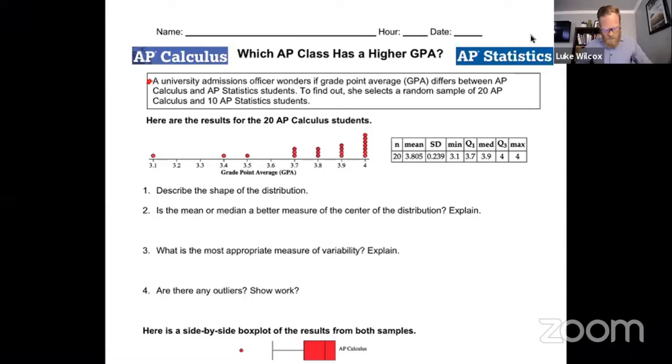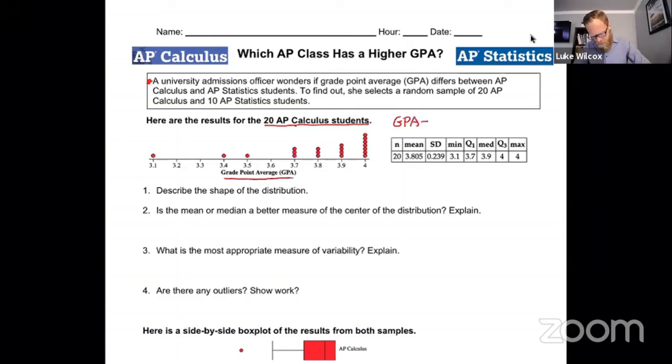Here are the results for the 20 AP Calculus students. It looks to me like we're given a dot plot of the results, as well as some summary statistics there. Now, the first thing we want to recognize is the variable that is being measured by this data. Very clearly, the variable that we're measuring here is GPA.